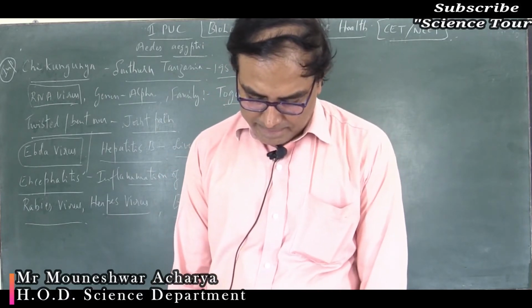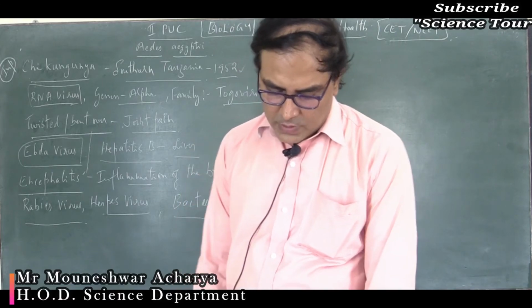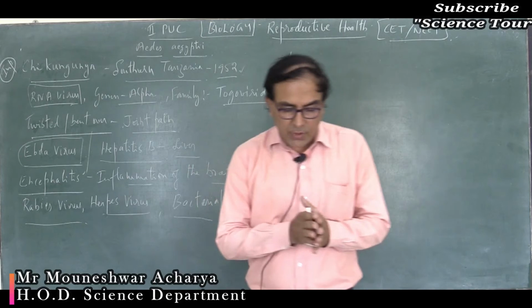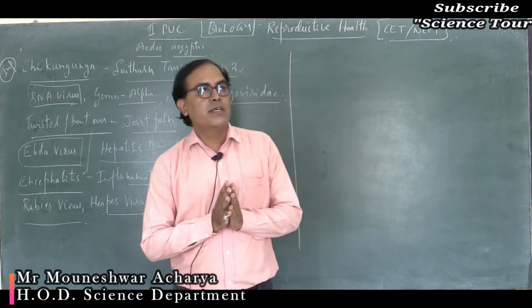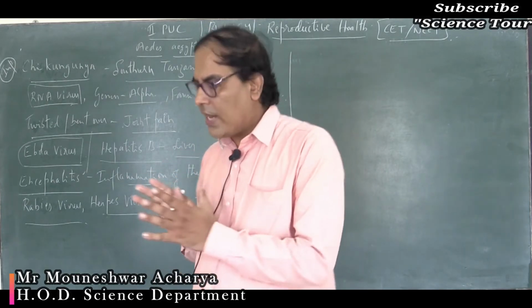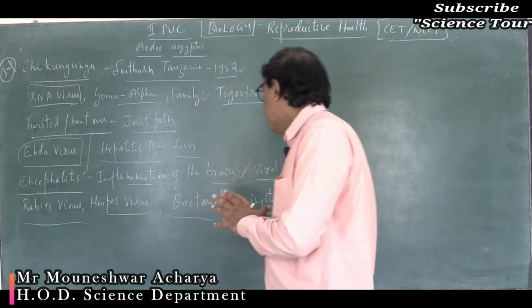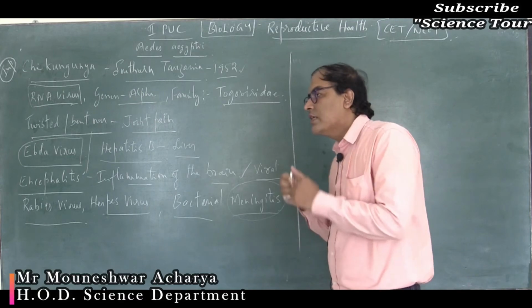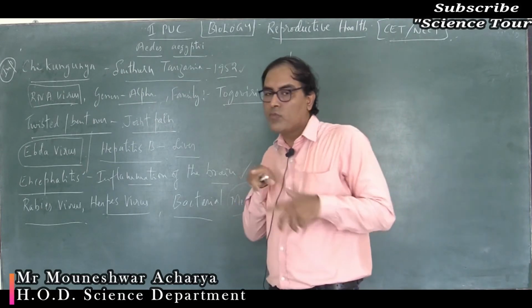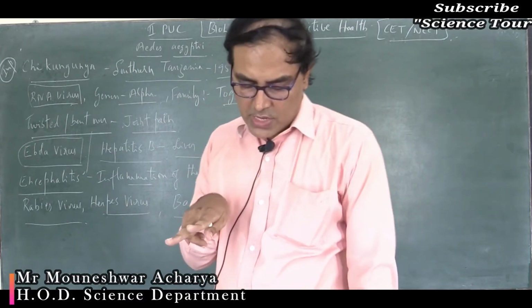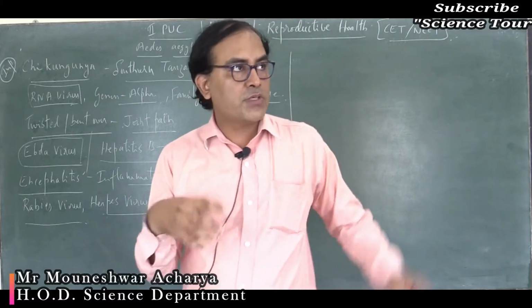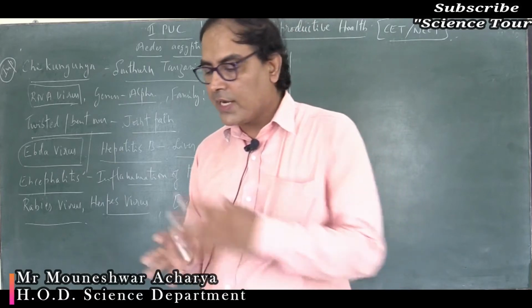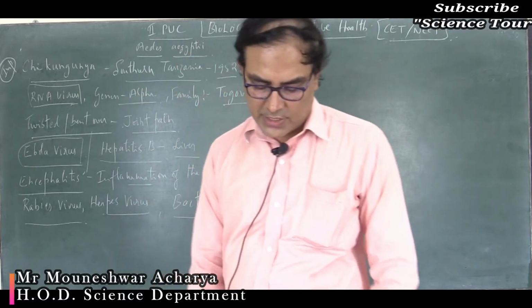Okay. So how do these hormone-releasing IUDs affect? They make the uterus and cervix hostile for the sperms. They block the movement of the sperms and thus prevent the process of fertilization. So sperms cannot meet the ovum, and fertilization is prevented.